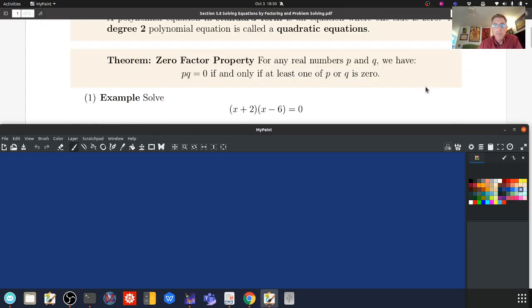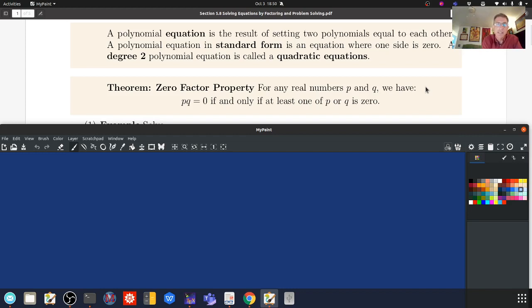And here is going to be the very property that we use again and again and again. It's a very important property in all of mathematics. It's called the zero factor property. For any real numbers p and q, p times q is equal to 0 if and only if at least one of p or q is 0. So just remember, if I have the product of two factors equal to 0, at least one of them has to be equal to 0. It could be all of them.